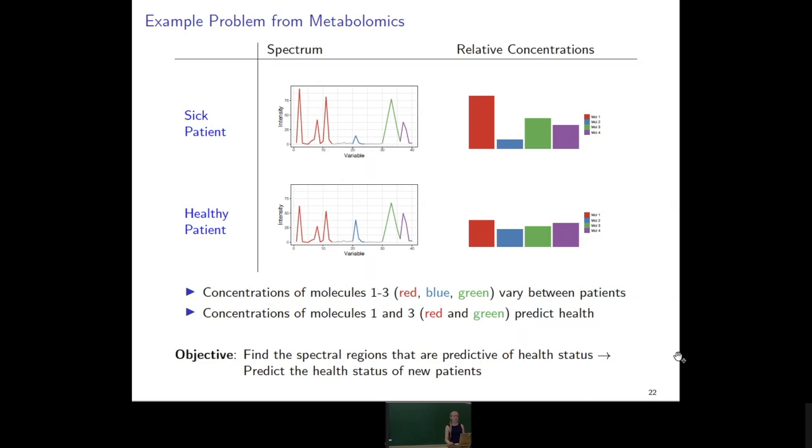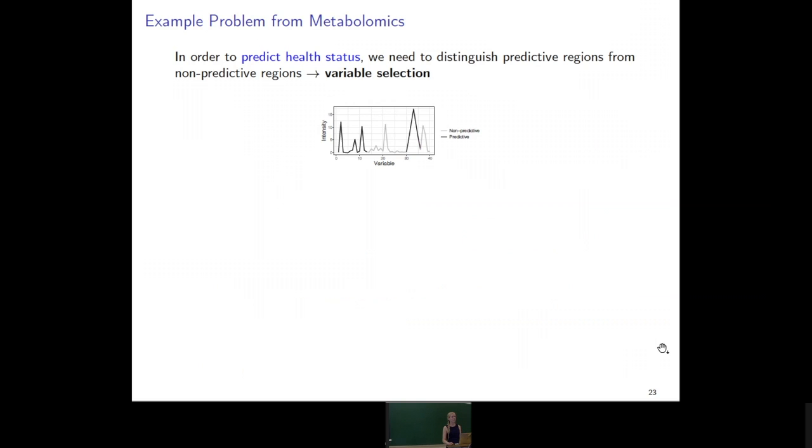And so what we need to do is find the spectral regions that are predictive of health status, and this means finding the molecule 1 and 3 in the spectrum. And once we've done that, we can use that area of the spectrum to predict the health status of new patients. So in order to predict health status, we need to be able to distinguish predictive regions of the spectrum from non-predictive regions. And that's a variable selection problem. We're trying to distinguish relevant from irrelevant variables.